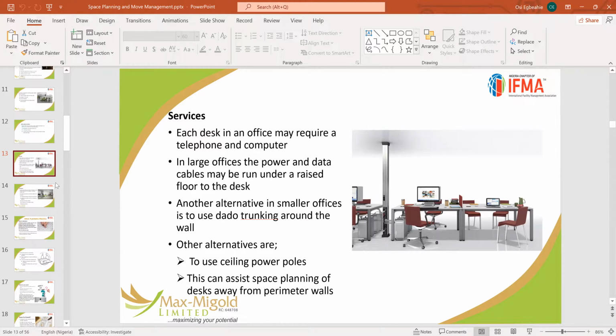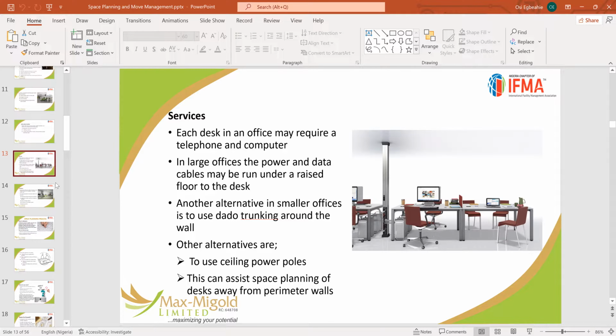Services. Each desk in an office may require a telephone point, telephone, and a computer. In large offices, power and data cables may run under a raised floor to the desks. Sometimes an alternative, used in small offices, is the trunking system around the walls. Trunking will just be placed around the walls, so that if you need any connection, you just go to the wall and plug what you need to plug there, and then you are connected.